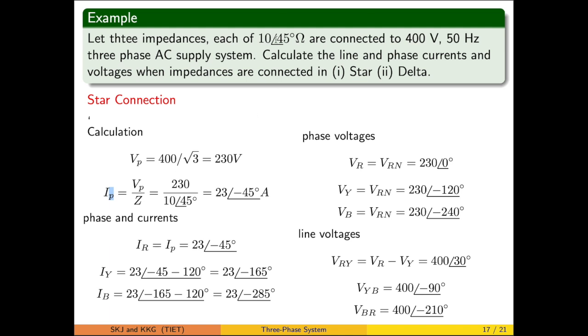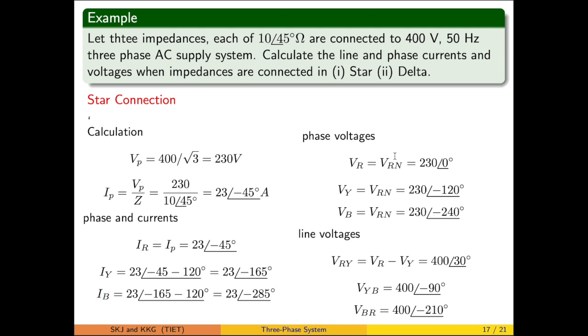So impedance is given as 10 angle 45. So you will be able to calculate the IP likewise. Now this particular is the current for the R phase. So that is written as it is, the way IP is calculated. Thereafter IY, which is lagging by 120 degree to this, so that is 23 angle minus 165. Minus 165 comes out from minus 45 minus 120 value. Similarly IB is calculated, so it is lagging by 120 degree to the IY.